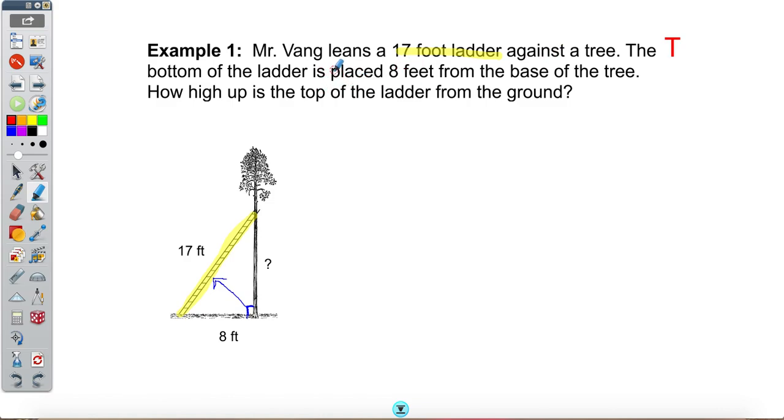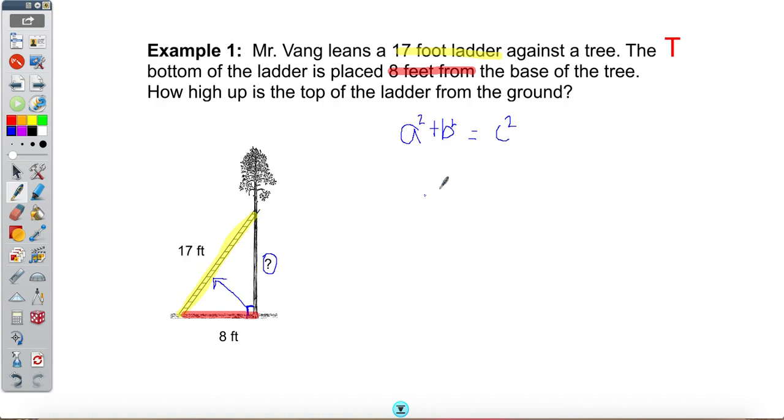Second part, the bottom of the ladder is placed 8 feet from the base of the tree. So again, we know that from the base of the ladder to the base of the tree is 8 feet. And we are trying to find out how high up the ladder goes against the tree. So if we are doing the formula a squared plus b squared equals c squared, the first thing we have to do is plug in what we know.